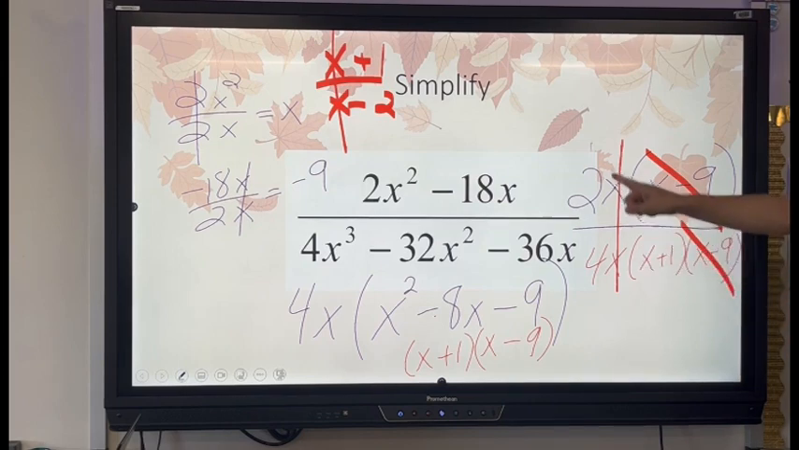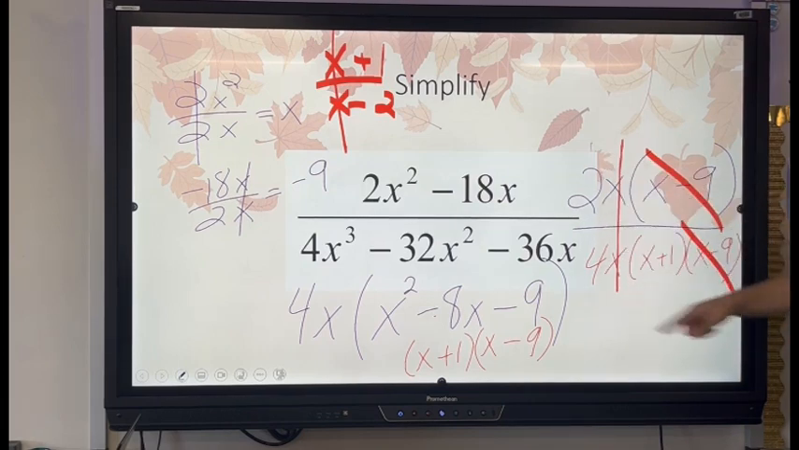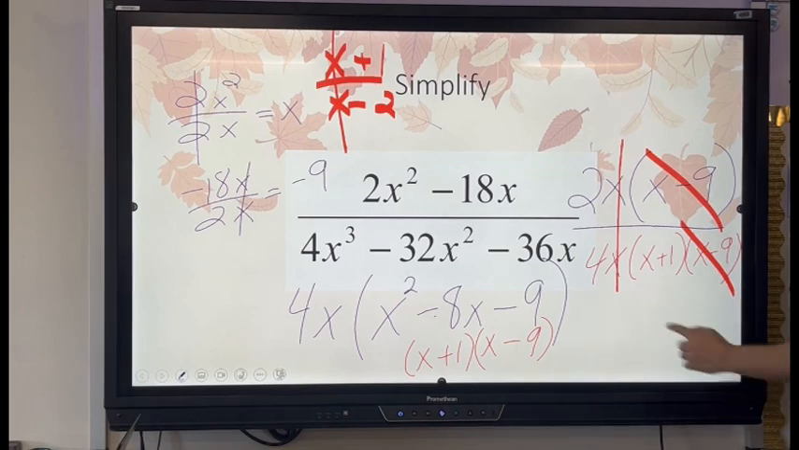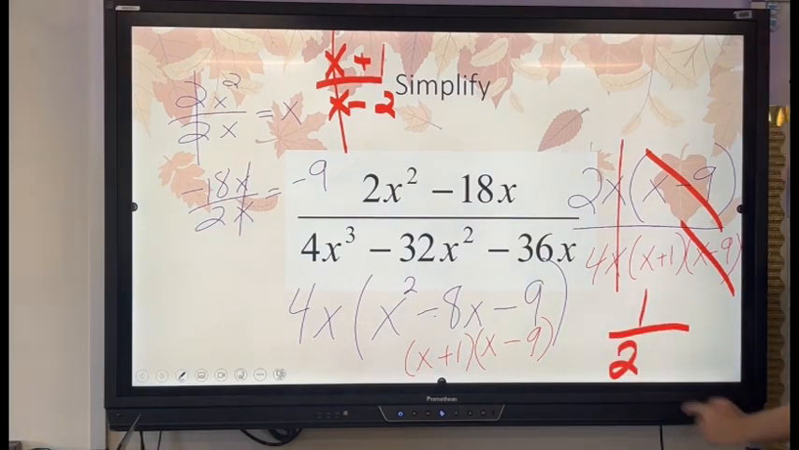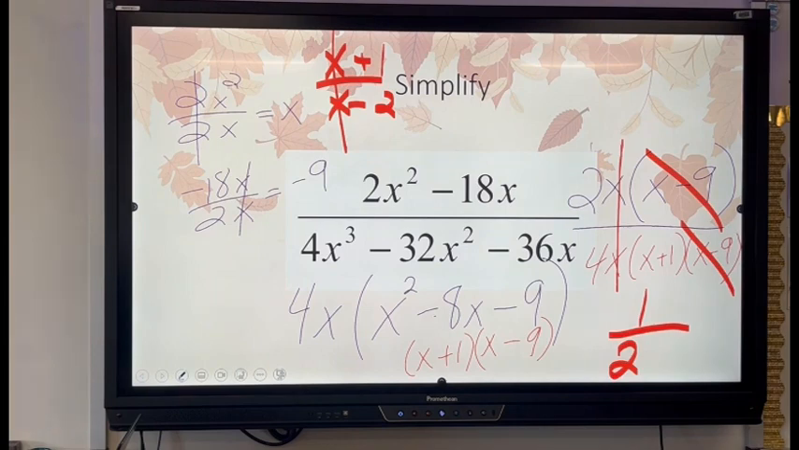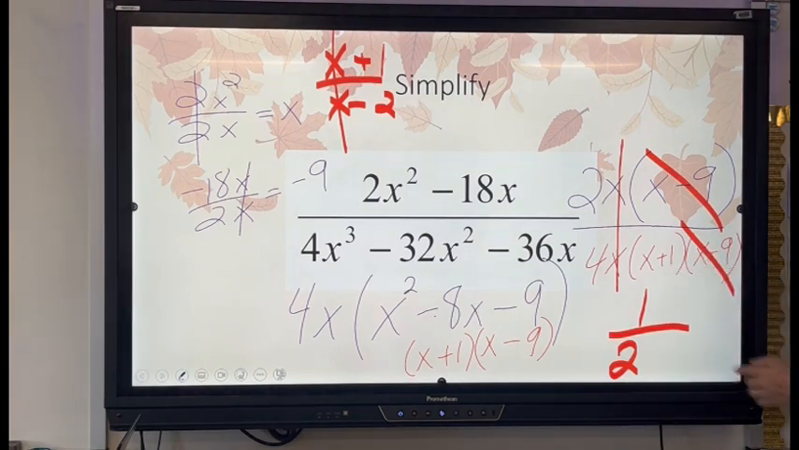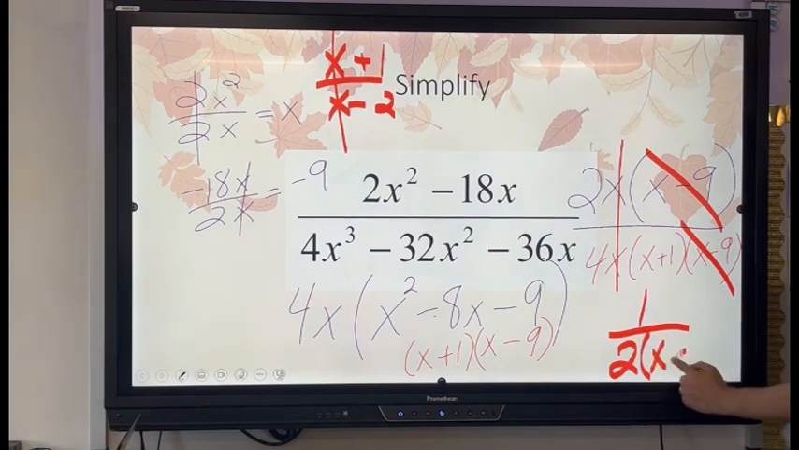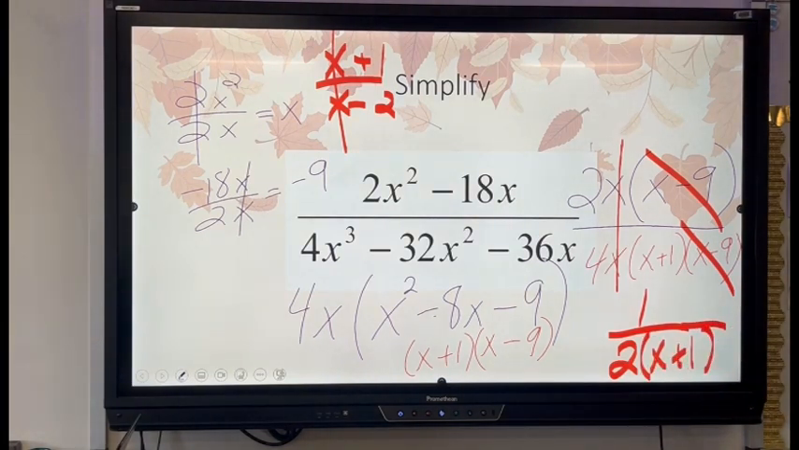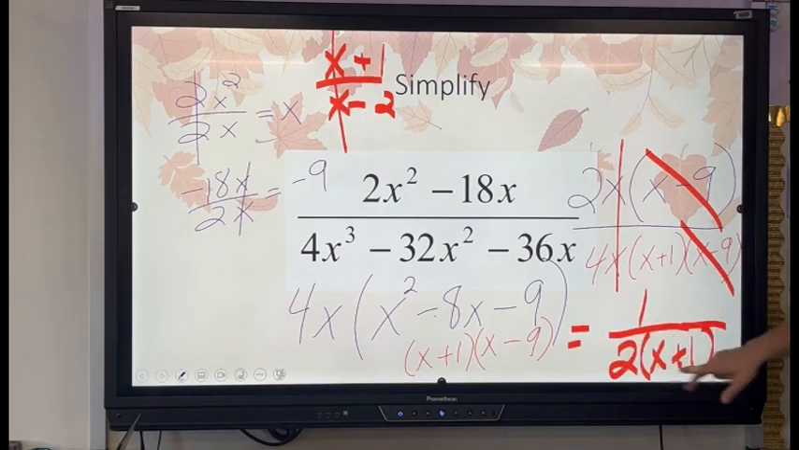But what about the numbers? What's 2 over 4? 1 over 2. And now I've pretty much canceled everything I can. What did I not close out? This x plus 1 here on the bottom. So there's my simplified rational expression: 1 over 2 times x plus 1. That is a lot.